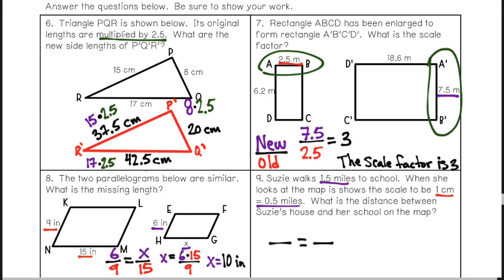Well, I just take the values there for what was given, and I would say half a mile is 1 centimeter, so 1.5 miles should be something centimeters. I cross multiply and divide, and I'm going to find out that Susie, on that map, it's going to be 3 centimeters.